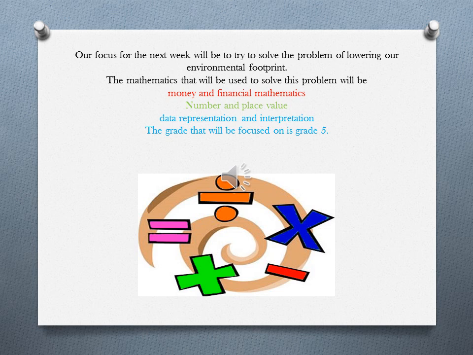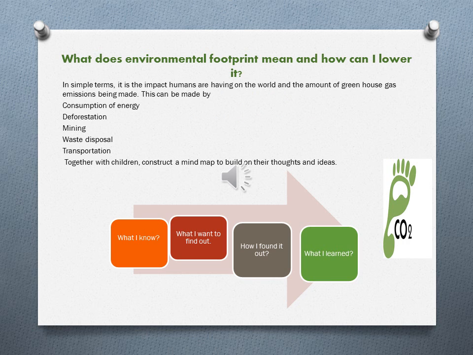The mathematics that will be used will be money and financial mathematics, number and place value, data representation and interpretation for grade 5 children. The environmental footprint, in simple terms, is the impact humans are having on the world and the amount of greenhouse gas emissions being made.